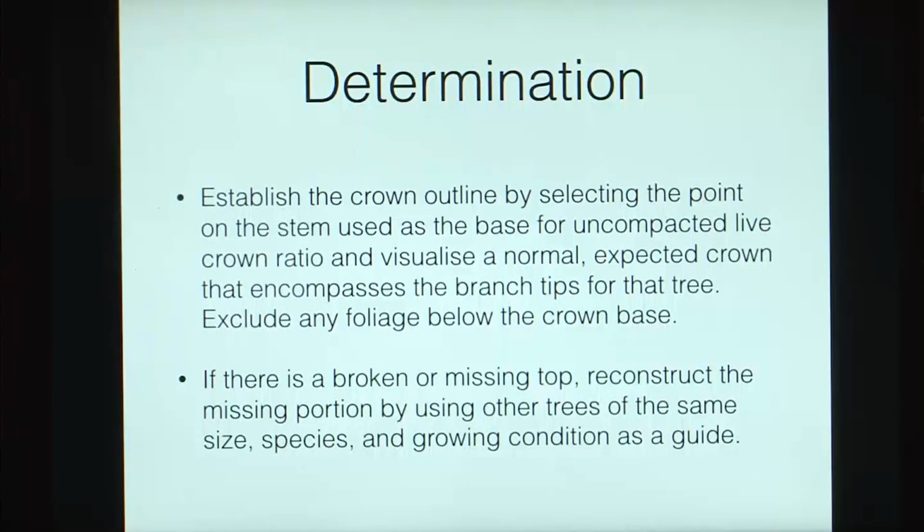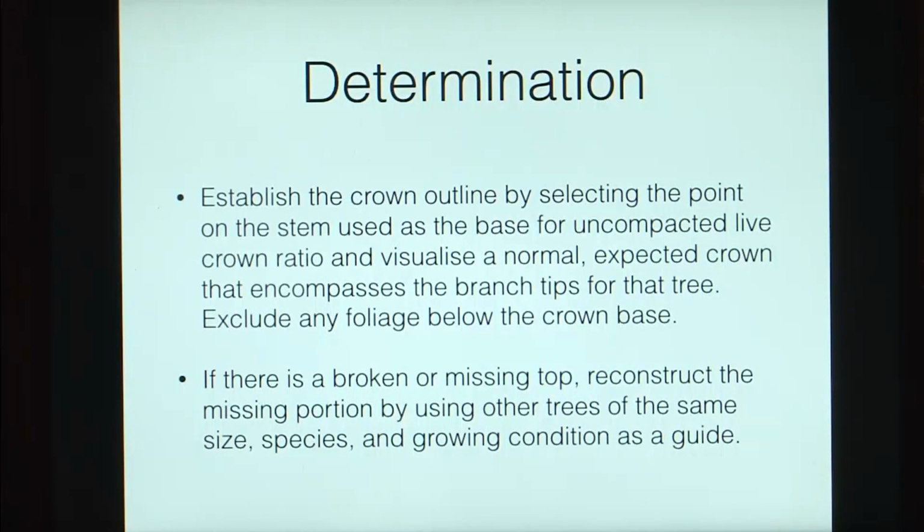First, we begin by establishing the crown outline by selecting the point on the stem used as the base for uncompacted live crown ratio and visualize a normal expected crown that encompasses the branch tips for that tree, and we do not include any foliage that comes below the crown base. So, the first thing is we figure out the base that was computed as in the case of the uncompacted live crown, and once we have done that we visualize a normal expected crown. This crown might not be present as is clear in the second point.